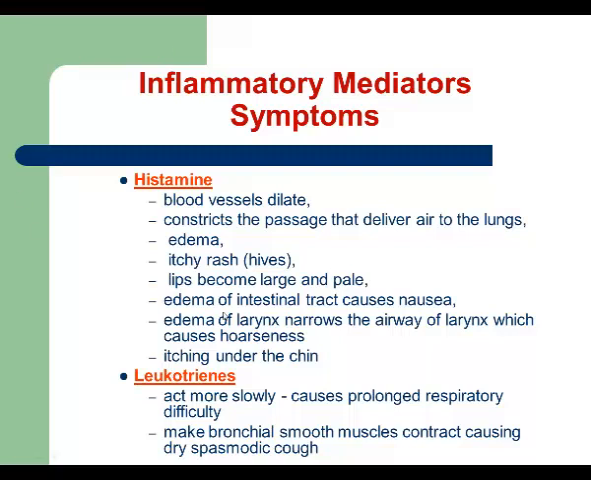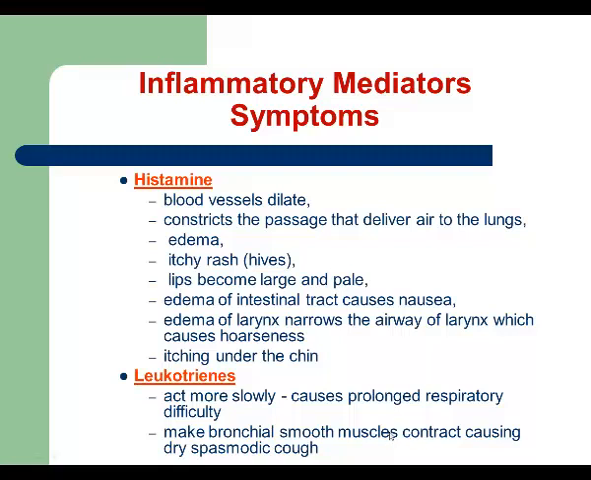Now, the next type of inflammatory mediators is called leukotrienes. You have to remember that leukotrienes are involved with asthma, and leukotrienes act slowly. What they do is cause contraction of the smooth muscles of bronchi. As a result, patients will develop difficulty breathing and a very spasmodic dry cough.